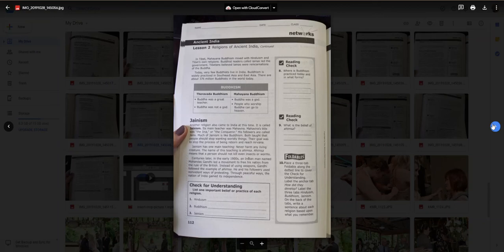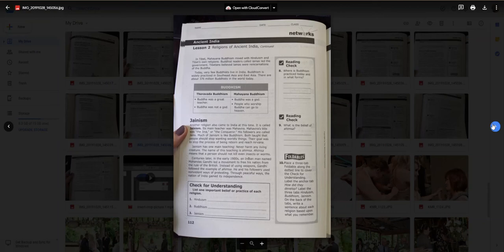Another religion also came into India at this time. It is called Jainism. Its main teacher was Mahavira. Mahavira's title was the Jaina, or the conqueror. His followers are called Jains. Much of Jainism is like Buddhism.